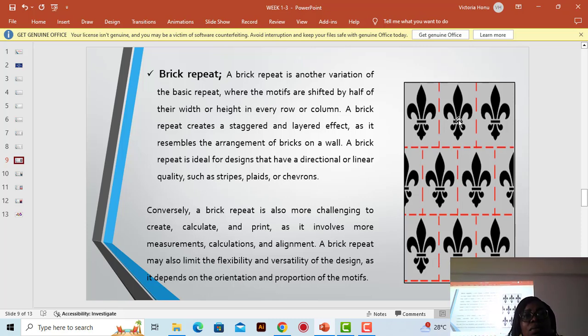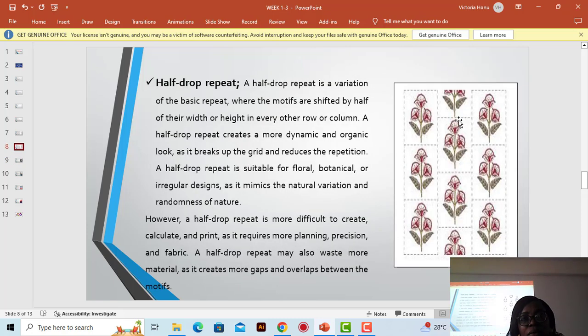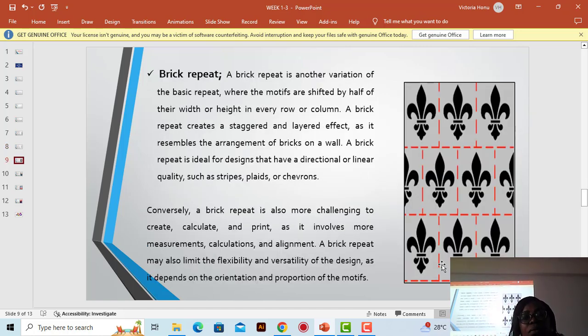Okay, with this, we can have a repeat design. With the half drop, this one is going in this direction, horizontal, this one is vertical direction, and the other one, the brick, is going horizontal.